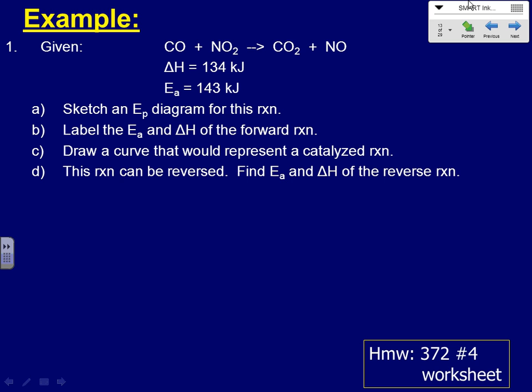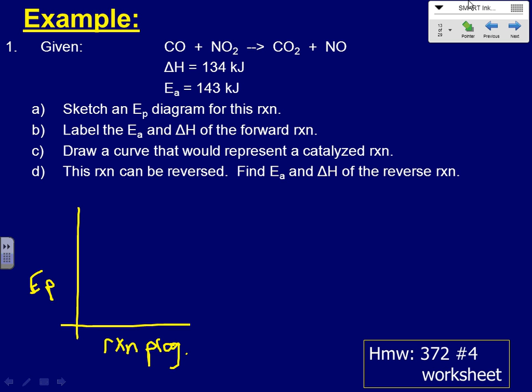So we've got a reaction. It's got a delta H of positive 134, and it's got an EA of 143. Again, I'm just making up the questions. Sketch an EP diagram for this reaction. So again, EP versus reaction progress. Those are the labels of our potential energy diagram. What type of a reaction is it if the delta H is positive 134?